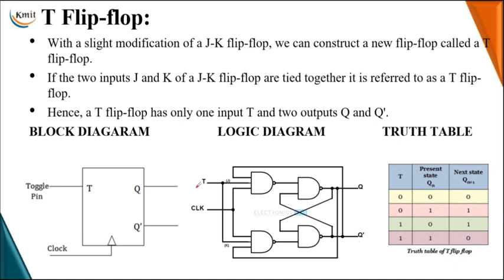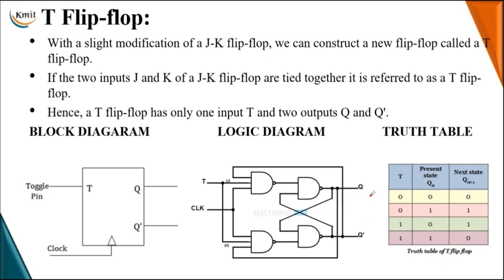which is your toggle input. Now when T is 0, J and K become 0. If J and K become 0, the present state is continued as the next state. So here 0 is the present state, the next state is also equal to 0. If my present state is 1, the next state is equal to 1. If T is 1, J and K become logical 1, and if my present state is 0, the next state is 1. If my present state is 1, the next state is 0.